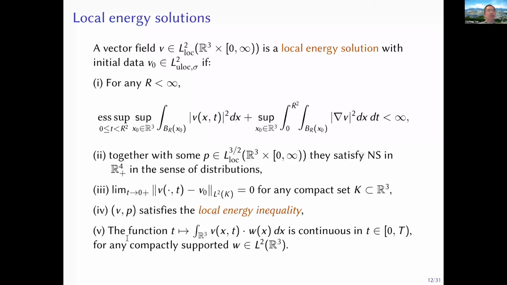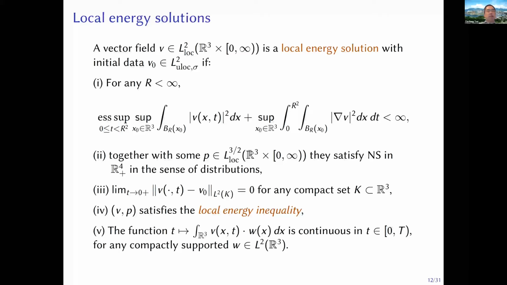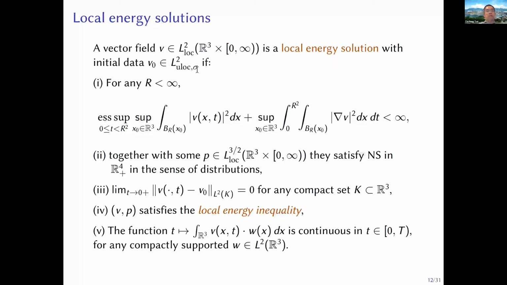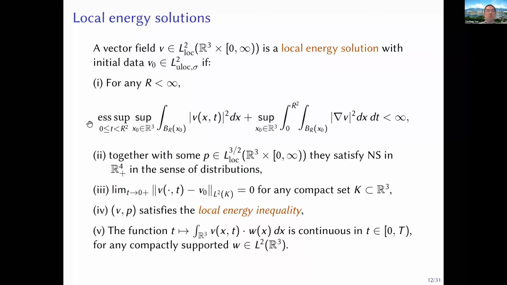So now I give more details about local energy solutions. There are six conditions. V has to be L2 local in space time, and the initial data is in L2 uniformly local, and sigma means divergence free. First we have this bound. We look at the local energy over any parabolic cylinder, center x0, for time between zero and r squared, and then we take a supremum over x0. This thing will be uniformly bounded in x0. This is the first, the a priori bound assumption.